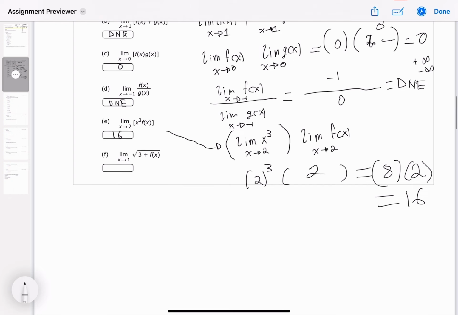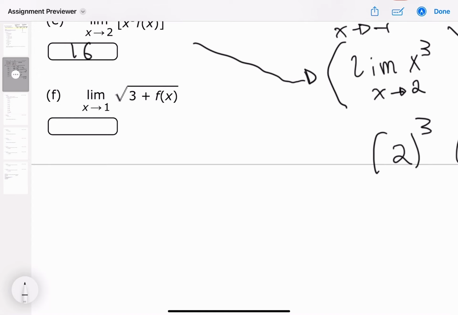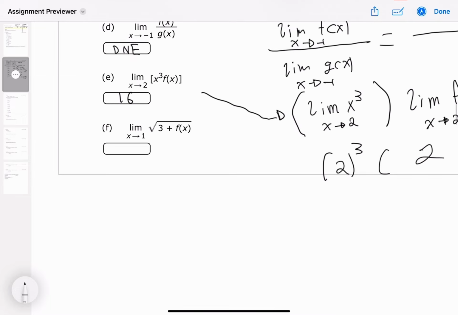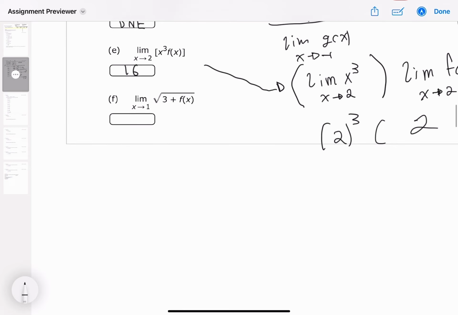Now the last one. Here I have the limit of the square root of 3 plus f of x, and that is again a function whose graph I don't know. Because I don't know this graph, I want to try to find a way to do this by using the rules or the properties of limits. So I will do that one here. First, remember that I can rewrite a square root as an exponent. That is what I will do first.